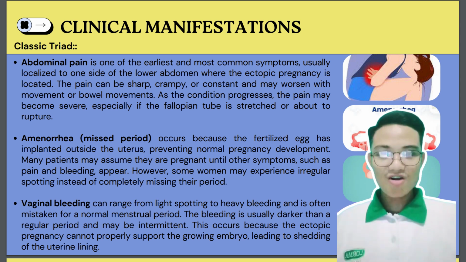Next is the amenorrhea, or what we call the missed period. It occurs because the fertilized egg has implanted outside the uterus, preventing normal pregnancy development. Many patients may assume they are pregnant until other symptoms such as pain and bleeding appear. However, some women may experience irregular spotting instead of completely missing their period.